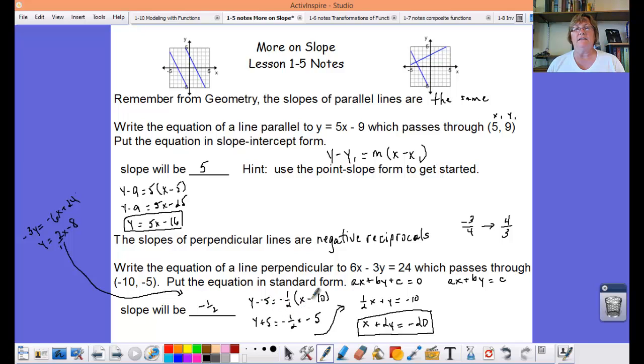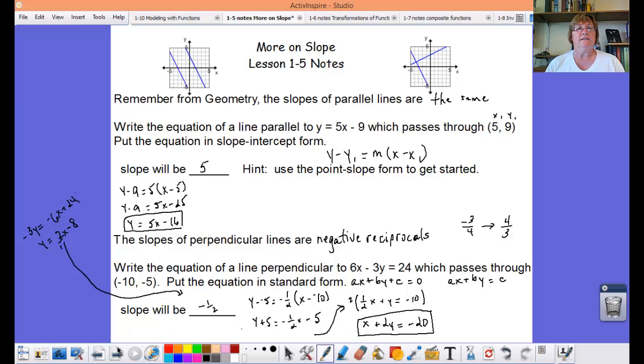This time, however, I didn't get to slope-intercept. I need to get to standard. So when I got to this point, I added the 1/2 x so that x and y are on the same side. I subtracted 5 from both sides to get the numbers on the other side. Then standard form, the requirement is the coefficients have to all be whole numbers. So in order to accomplish this, I had to multiply everything by 2. That gets rid of the fraction 1/2. So my final answer, x plus 2y equals negative 20.